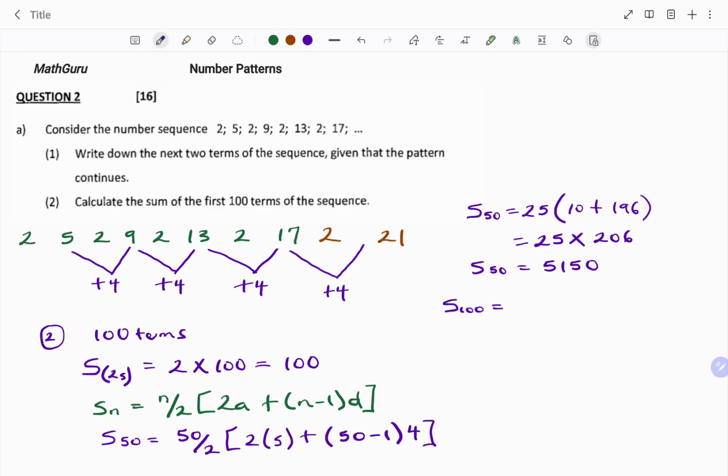So therefore, to find the sum of the first 100 terms, I am going to have S100 equal to my S50 plus my sum for all the 2s. That's going to be 5,150 plus my sum of 2s, which is 100. Therefore, my S100, that's the sum of the first 100 terms, will be 5,250. Let's look at the remaining part of the question.